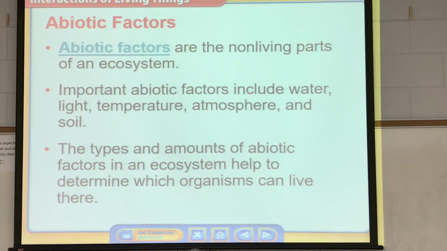The different types and amount of these factors determine what can live in an ecosystem. Well, that makes sense, right? If you're living in a rainforest, there are certain adaptations and certain plants that can live in a rainforest that can't live in a desert. There are certain animals that can live in the desert because of those adaptations that can't live in a rainforest. You've seen those a lot. If you've been to the zoo, they always tell you where the animal lives and what its natural habitat is. That's the ecosystem it comes from.